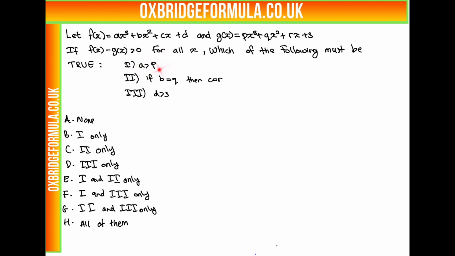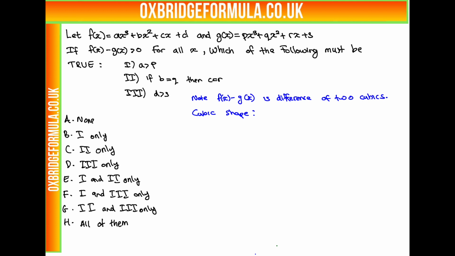The first one says a is bigger than p, so this coefficient is bigger than this one. The second one says if b equals q, so if this is equal to this, then c must be equal to r. And the third statement says d must be bigger than s. So the first thing you want to do is think about what this condition means. When can this be true?